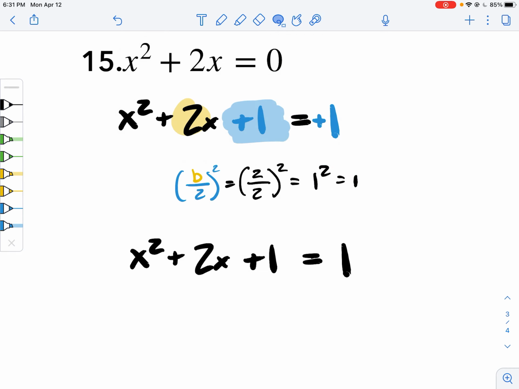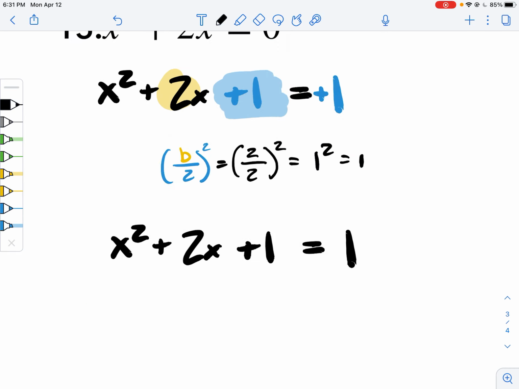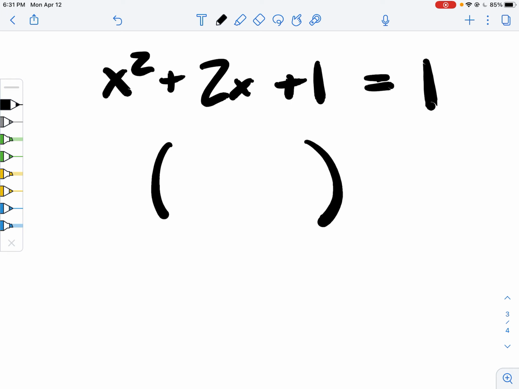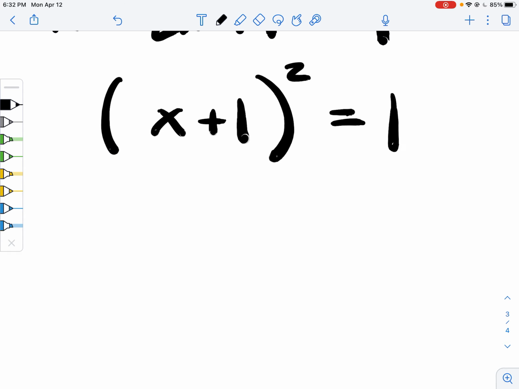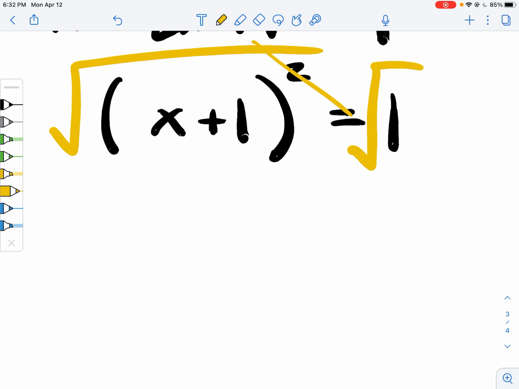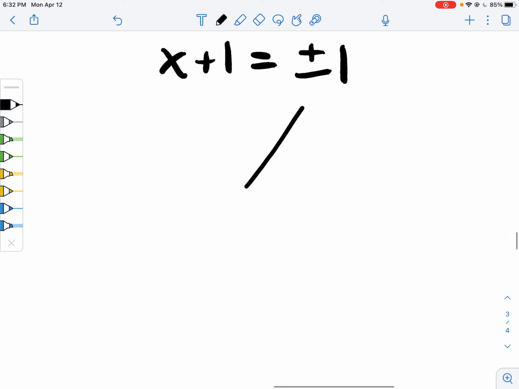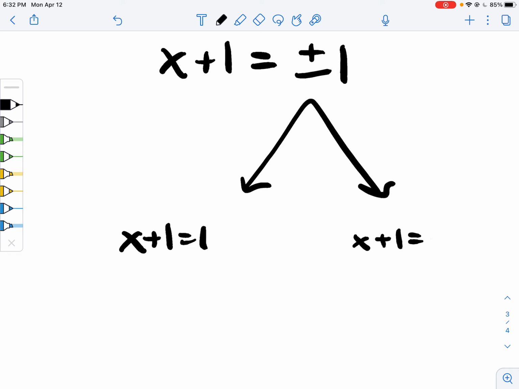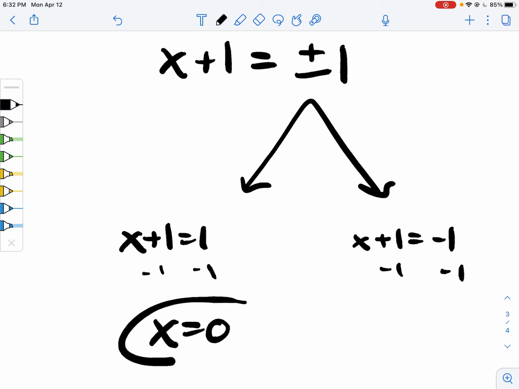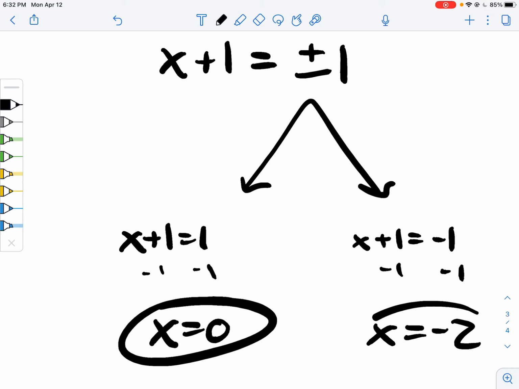Okay, the whole reason we made this guy is because he's a perfect square. He's equal to x plus 1 squared. And that's equal to 1. To solve this equation, let's just take the square root of both sides. The square and the square root will cancel out. That's why we did it. So x plus 1 equals plus or minus 1. Great. We split them up. So x plus 1 equals 1, or x plus 1 equals negative 1. So we get either x equals 0, or x equals negative 2.